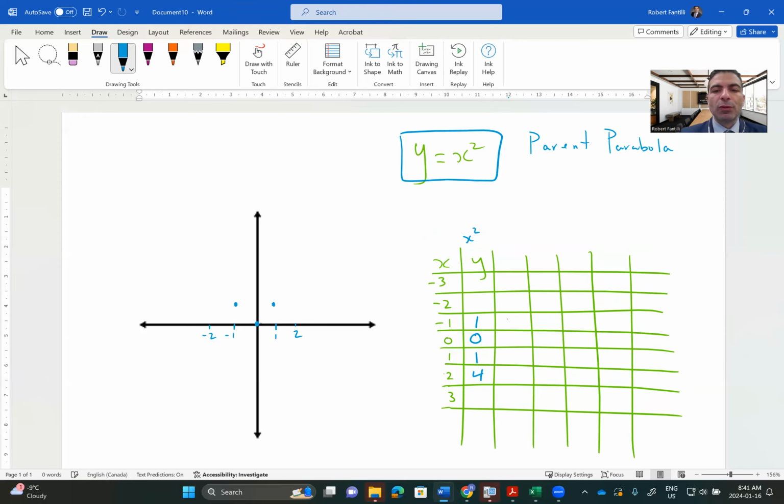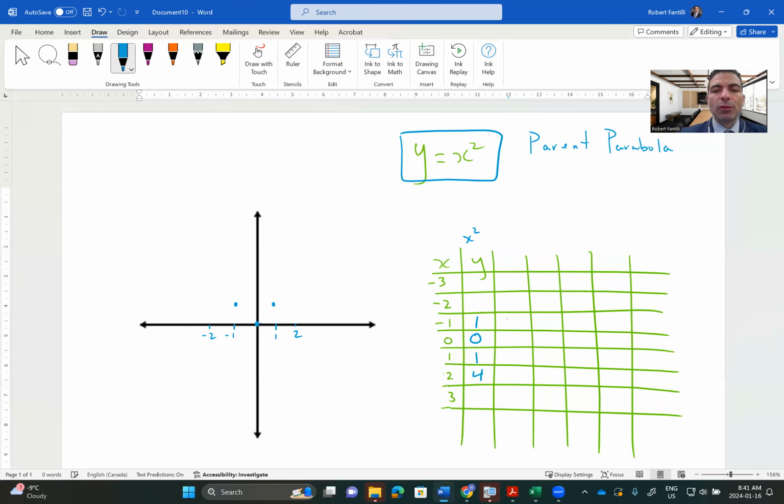Something like that. And if you try and graph it, it would look something like this. I prefer if this is a little further out. So maybe a little bit more like that. Okay, so let me fill those in on the grid, 9 and 9. So you can see the pattern and the symmetry in the table of values, but you can also see the symmetry in the graph. The y-axis is my axis of symmetry in this case. It's symmetrical on either side of the y-axis.